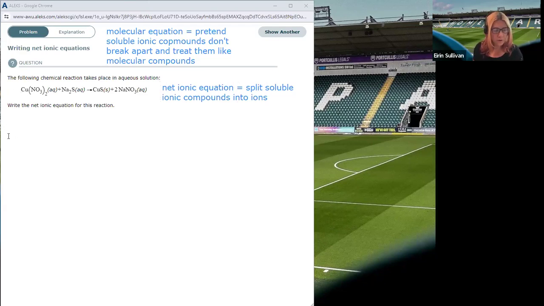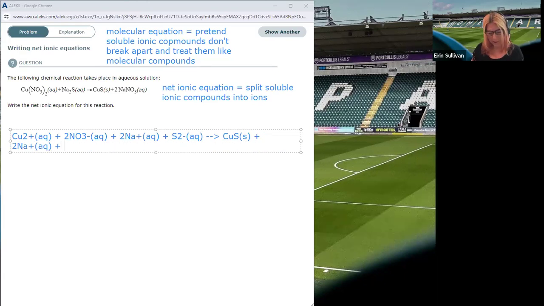So this copper 2 nitrate, we need to realize it's Cu2+ (aq). And stoichiometry is important, so we have 2 of the nitrate anions, okay? And then the sodium sulfide, we have 2 sodium cations and sulfide S2- (aq). So that is all our reactant side. Then we have to look at the product side. So it's only things with the AQ symbol we're going to break apart. If there's a solid, a liquid, or a gas, we're going to leave it exactly as written. Okay, so don't get slap happy and start breaking everything apart. CuS solid stays as it is, and then we have 2 sodium cations (aq) and 2 nitrate anions.